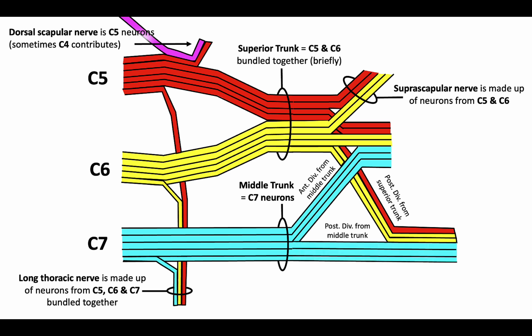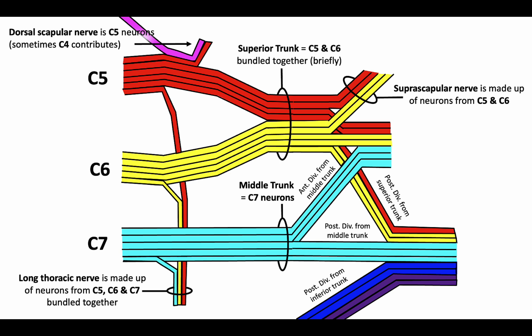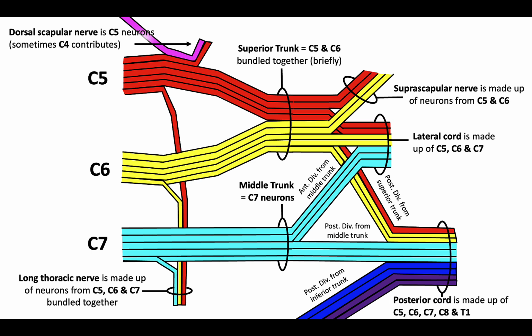Now the posterior division from our middle trunk and our inferior trunk, coming from C8 and T1, not pictured here, is going to make up a different cord. So our lateral cord is made up of C5, C6, and C7. Now we can see that in this image, whereas our posterior cord is made up of C5, C6, C7, C8, and T1. It's made up of every single level. So why does this matter? Because when we lose C5, we've affected multiple things and we haven't affected other things, and we need to know which things are affected and which things aren't affected.